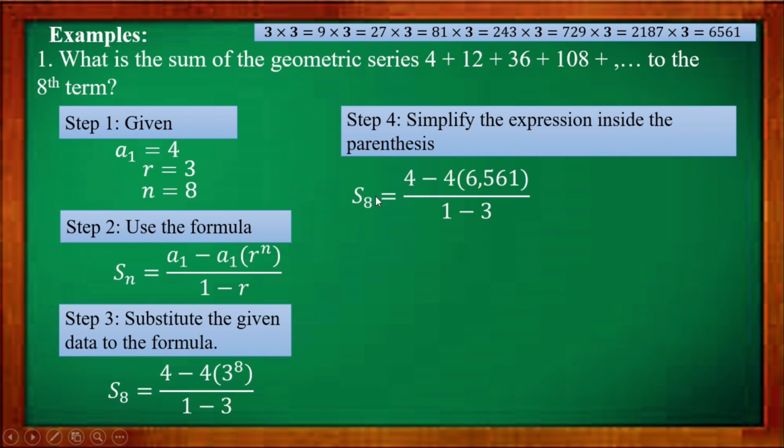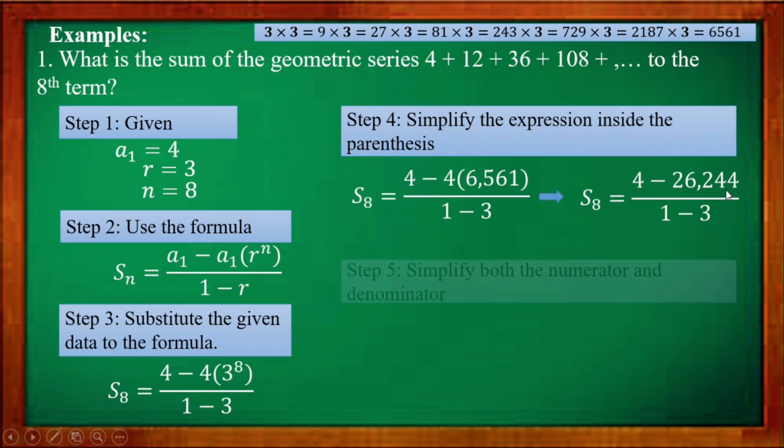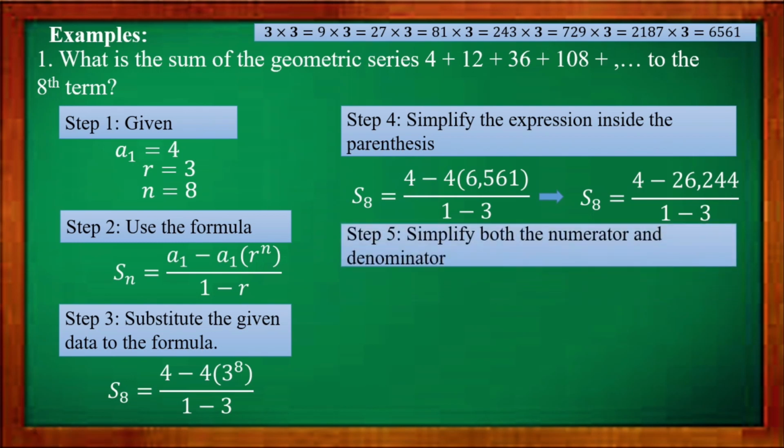So S sub 8 equals 4 minus 4 times 6,561 all over by 1 minus 3. And after that, multiply 4 by 6,561 and this will give us 26,244. Next step is to simplify both the numerator and the denominator.